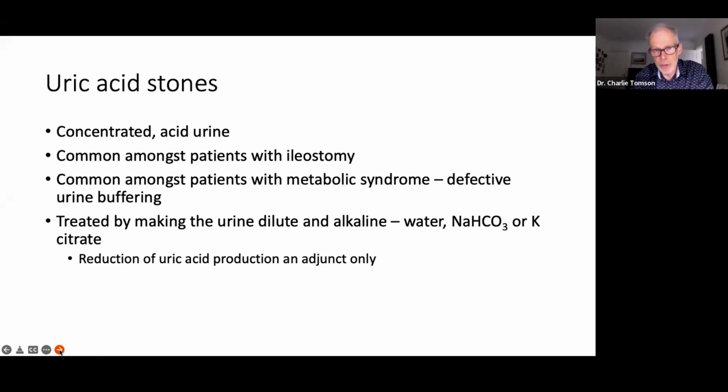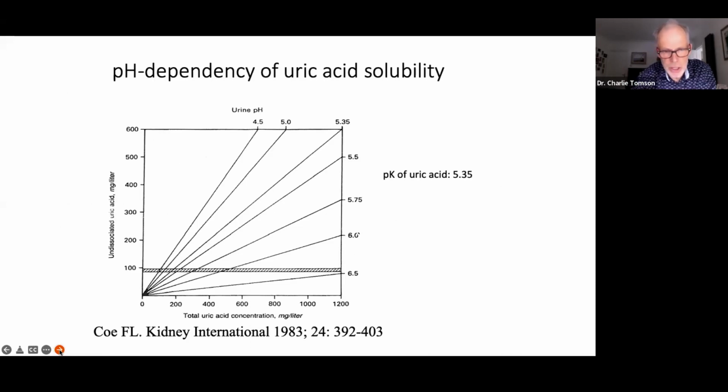And the treatment, therefore, is a mixture of water, sodium bicarbonate, or potassium citrate. And reduction of uric acid production by allopurinol or febuxostat or something like that is of secondary importance only. And the reason for that is this classic slide from an old paper from KI. And this is the limit of solubility for uric acid at various different urine pHs.